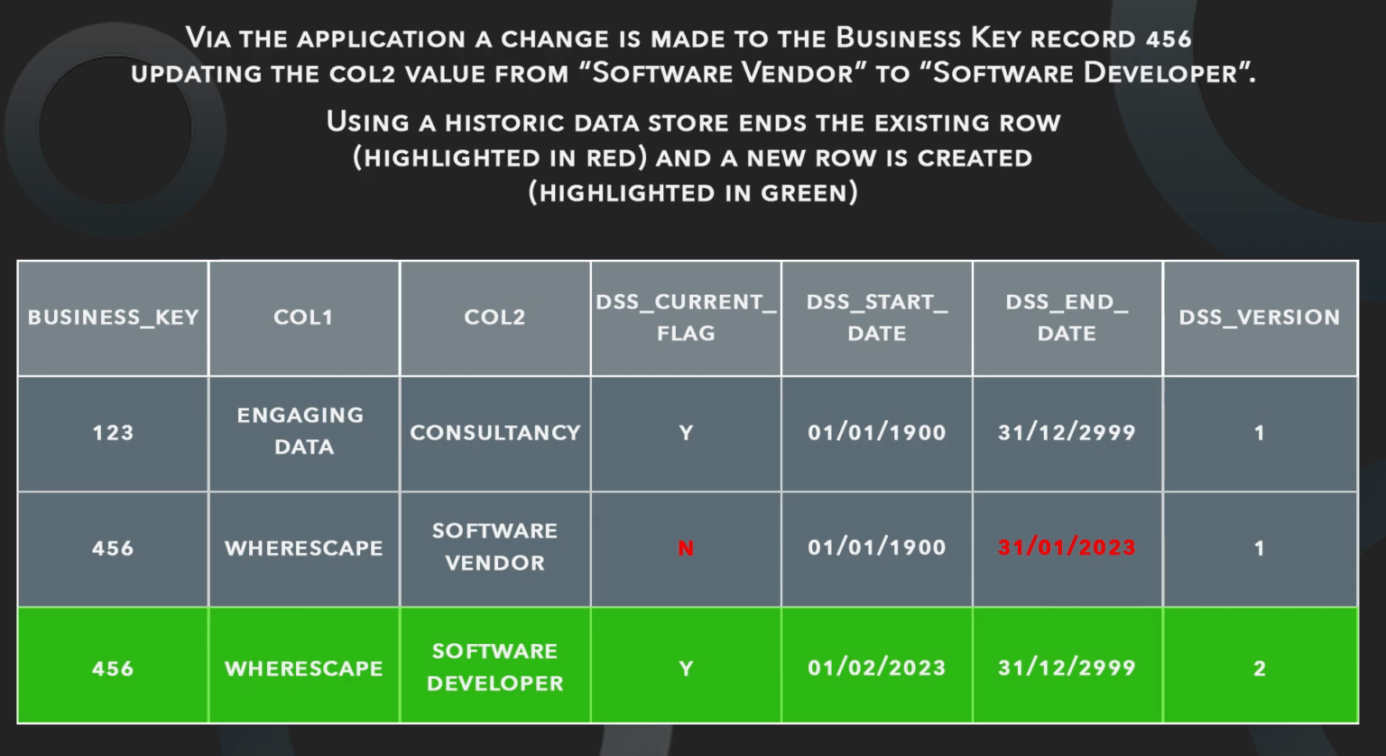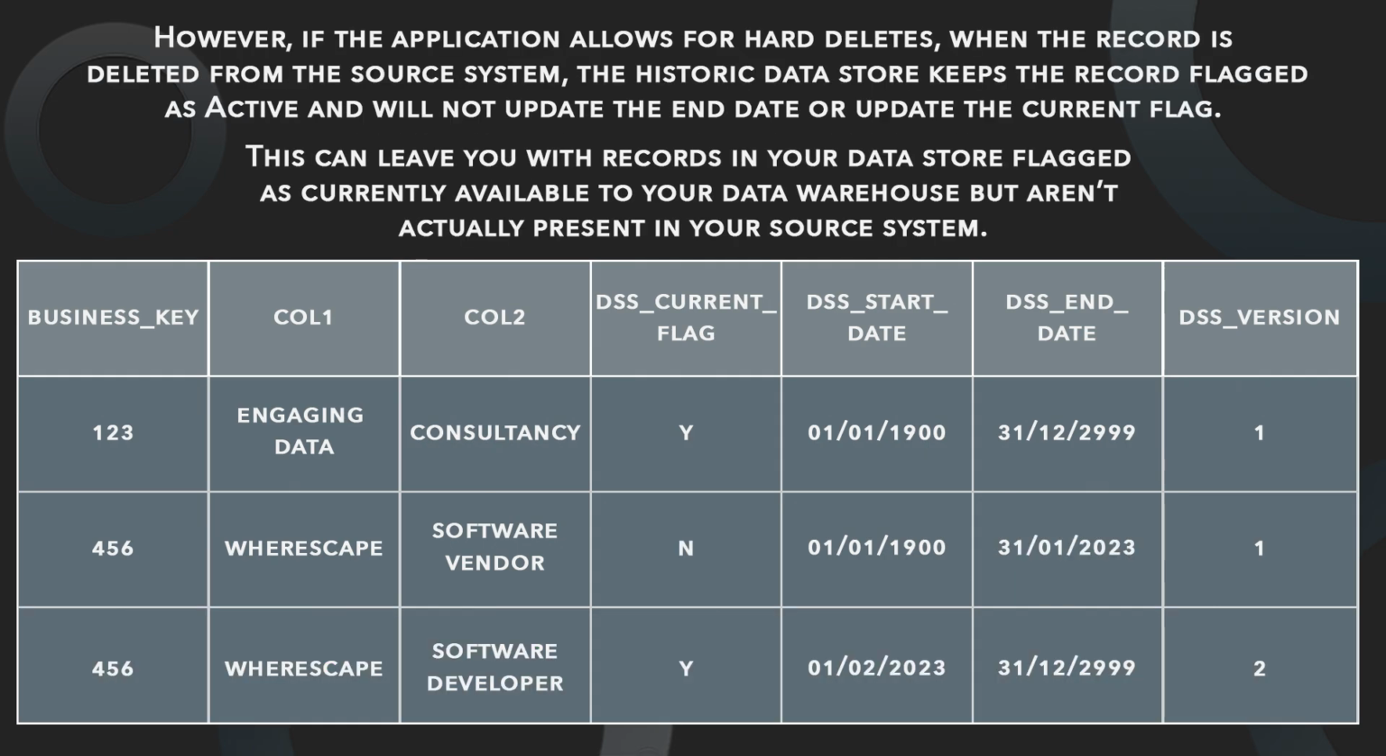What happens is if someone makes a change to that record, 456, and updates the value of column 2 from software vendor to software developer, it will create a new row, ending the old row that we've highlighted in red, putting a DSS current flag of N and a DSS end date of the 31st of the 1st, 2023, and it will create a new row for 456 with a new entry for column 2, software developer. It now marks this record as the current flag, and it puts the start date as the date after the end date of the previous record, and then gives the end date in the future. You can also see that the DSS version has been updated to 2. Now this is cool, and this is what we want to see.